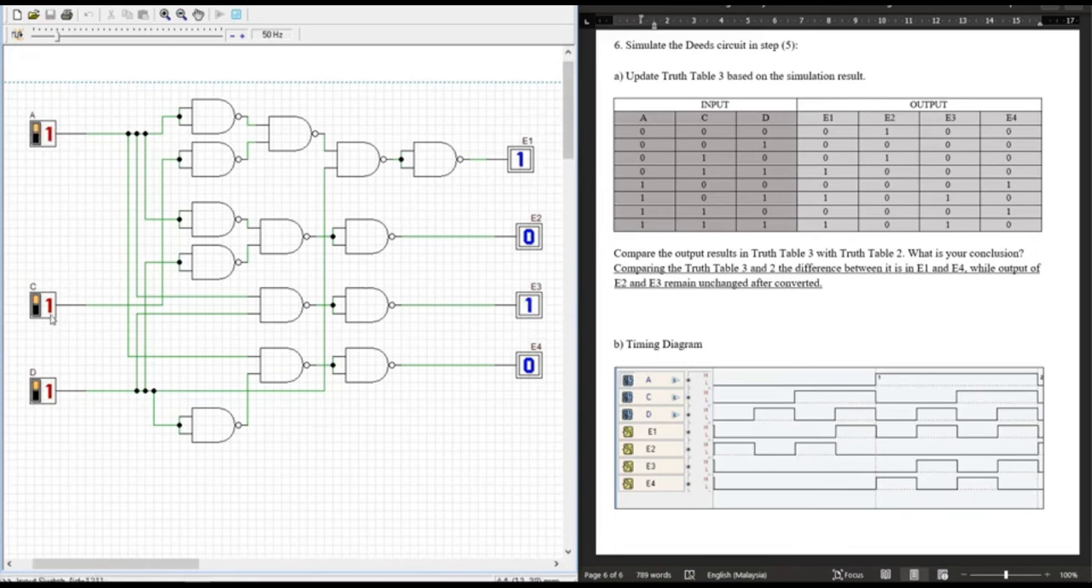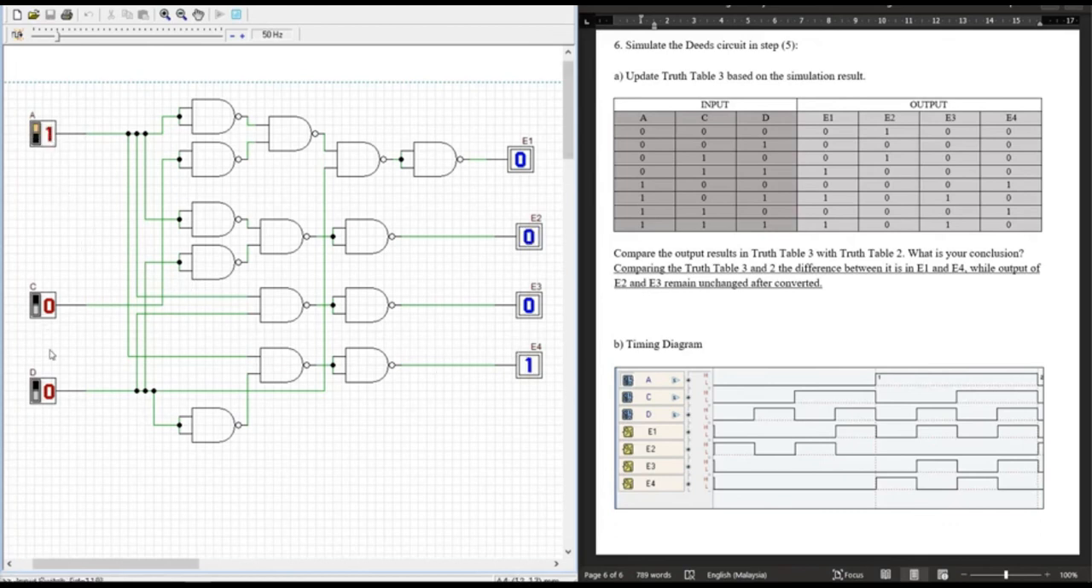Next input, which is A 1, C 0, D 0, we can produce E4. As you can see, E1 to E3 are 0, and E4 is 1.